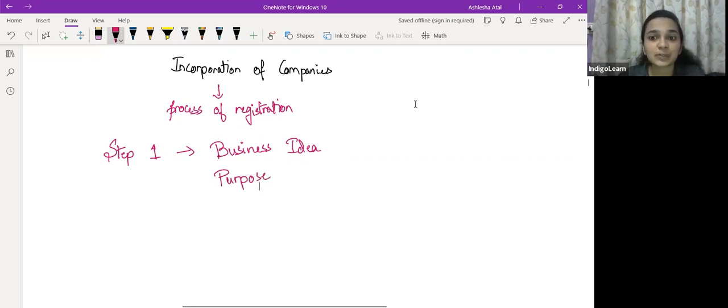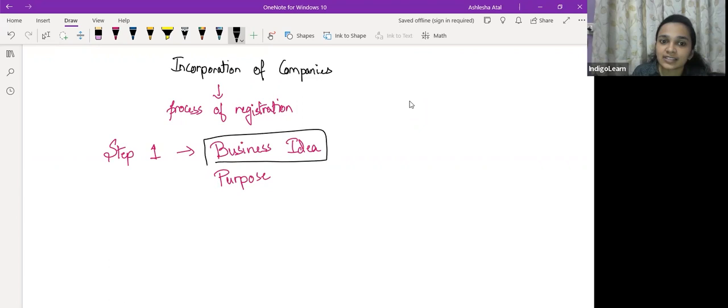Identification of purpose is very important, because if you do not know कि हम कंपनी में करने क्या वाले हैं, तो कंपनी इनकॉर्पोरेट करके करोगे क्या? तो सबसे पहले आता है बिजनेस आइडिया. अभी जिन लोगों के दिमाग में ये आइडिया आता है ना, बिजनेस आइडिया, say for example there's a person, Mr. Kishan.